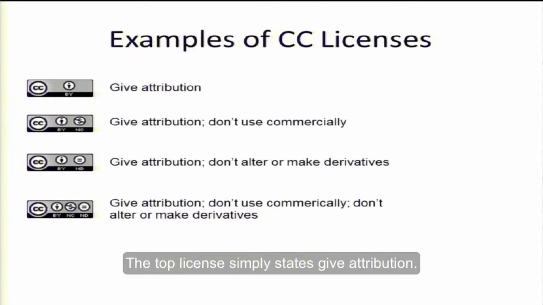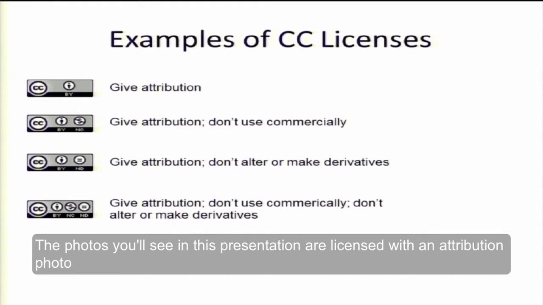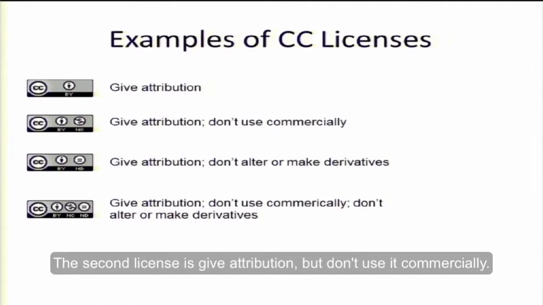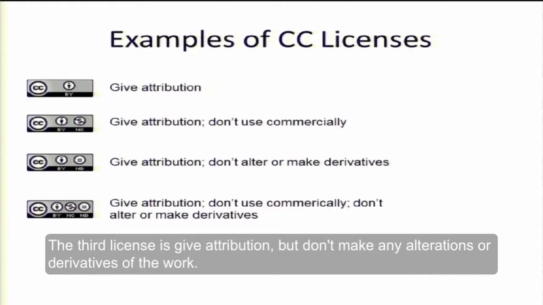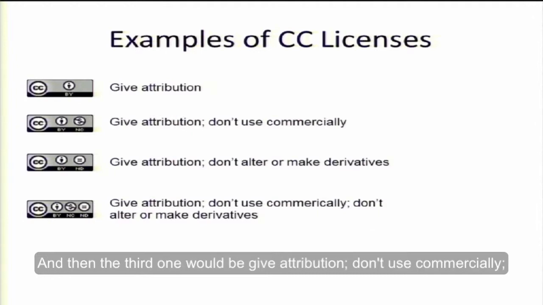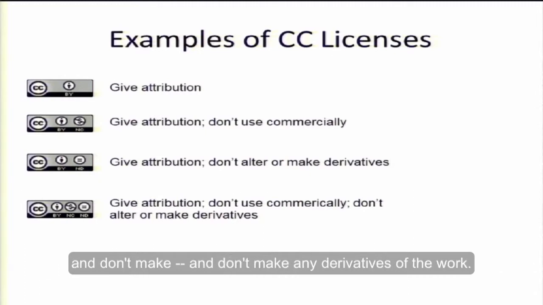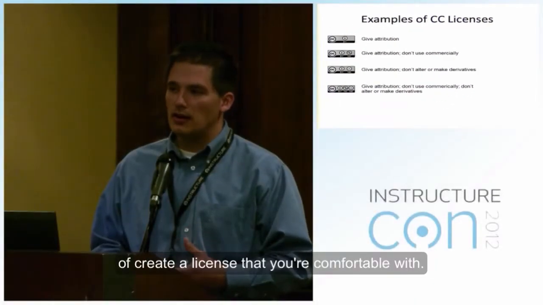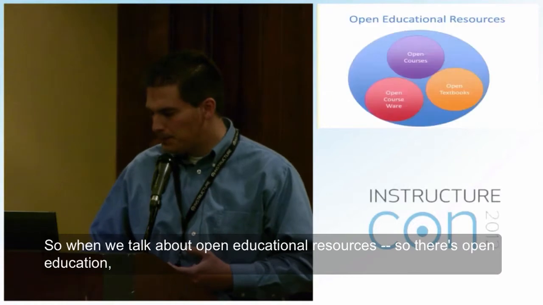So here's an example. The top license simply states give attribution. The photos you'll see in this presentation are licensed with an attribution license because I grabbed them off Flickr. The second license is give attribution, but don't use it commercially. The third license is give attribution, but don't make any alterations or derivatives of the work. And then the fourth one would be give attribution, don't use commercially, and don't make any derivatives of the work. So you can mix and match these clauses to create a license that you're comfortable with.